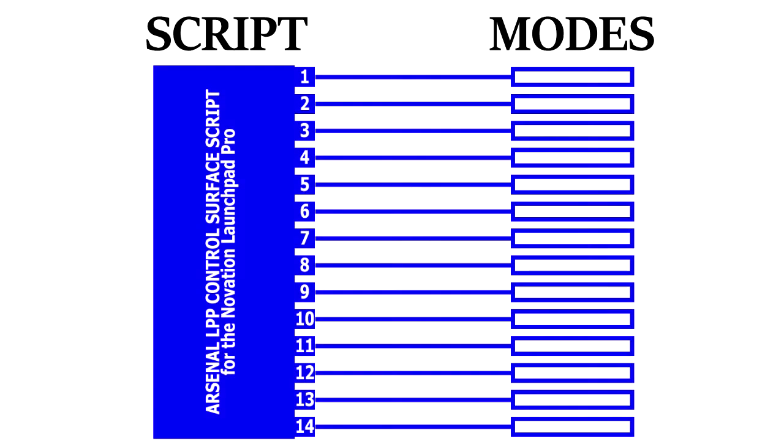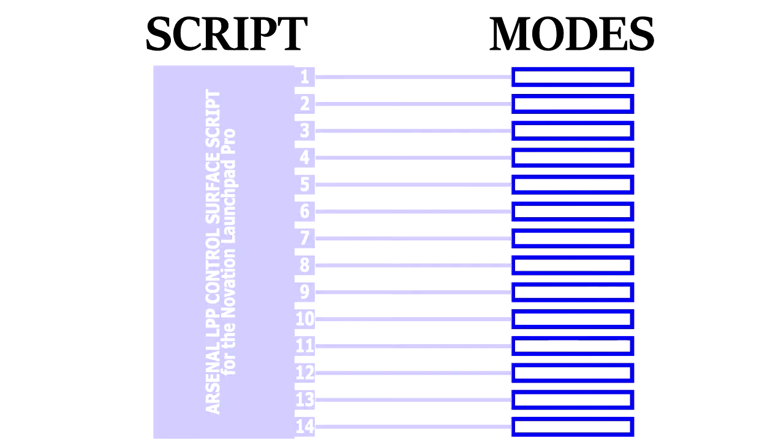Here's a very simplified view of Arsenal LPP, the Arsenal-powered control surface script for the Launchpad Pro. And this is indicative of the architecture of Arsenal-powered control surface scripts in general. As you can see, there are some major differences here. First of all, this script can run 14 modes. But that's really not relevant to what we're discussing. The more significant difference is what's going on the right. There are no modes here, just empty boxes or mode slots where modes can run.